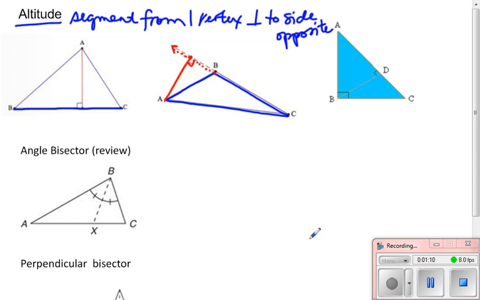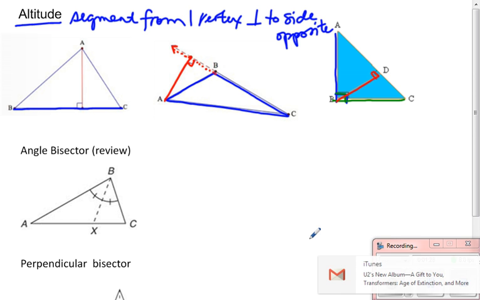The last example is actually a right triangle which shows all three altitudes. Here is the first one, perpendicular. Here is the second one, perpendicular. And the third one drops to the middle, perpendicular. So if we know we have an altitude, we know we have a 90-degree angle.